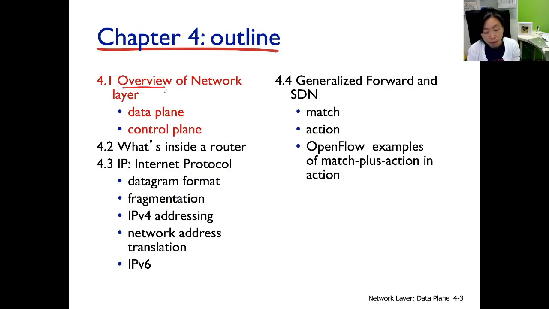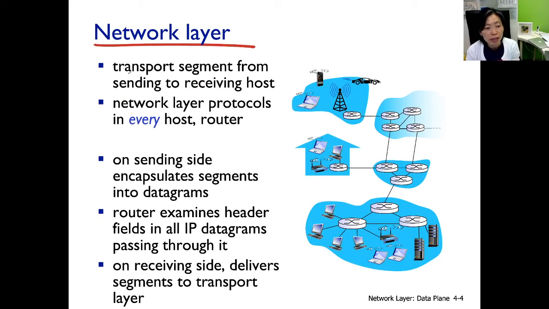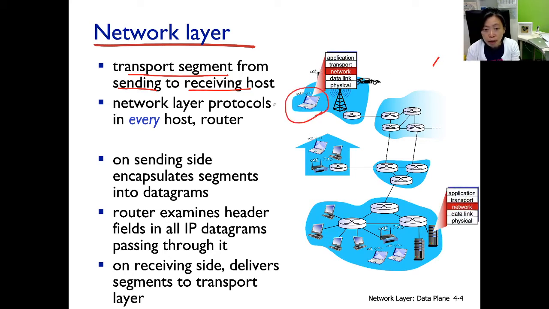4.1, the overview of the network layer. Well, what the network layer is doing is simply this: transport segments from the sending host to the receiving host. So let's use the micro internet here as an example. Let's assume this guy here is the sending host and this guy here is the receiving host. So the goal of the network layer service is so that we could send segments or packets through the internet to the receiving host. Now, what's a bit special though, in the network layer? It's not only the two end hosts that have the network layer protocol implemented and operating on the machine. Each and every router inside the network here would also have the network layer protocols running.